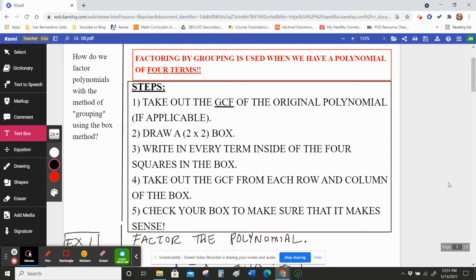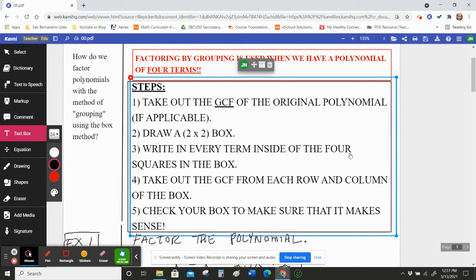Step 2, if you can't take anything out, or if you did already, step 2 will always be the same. It means to draw a 2x2 box. So for these next examples, I'm always going to have a 2x2 box to be able to factor with the method of grouping. Step 3, you need to write every term inside of the box, or I should say every single term inside of the 4 squares in the box.